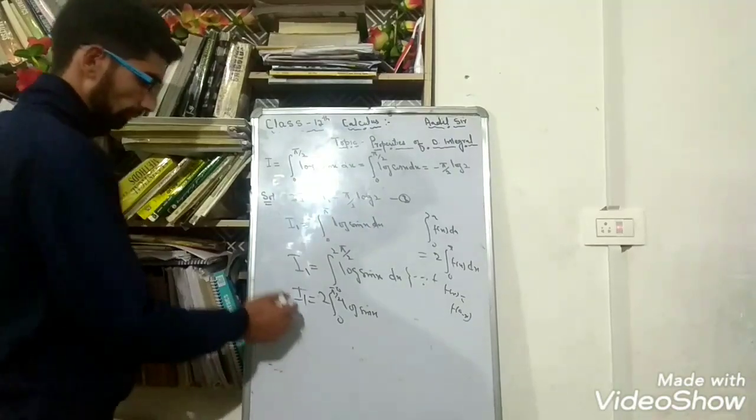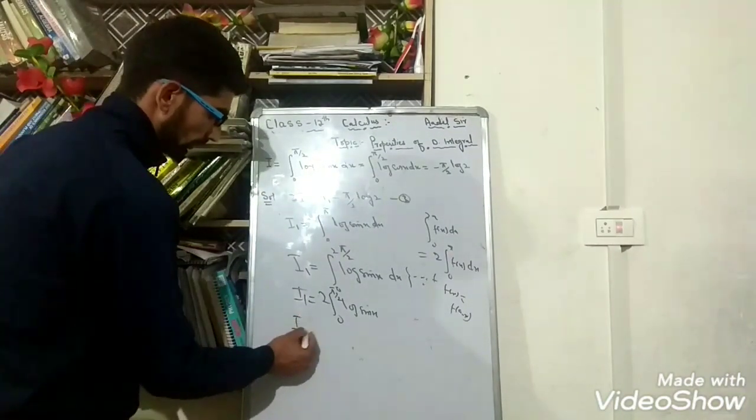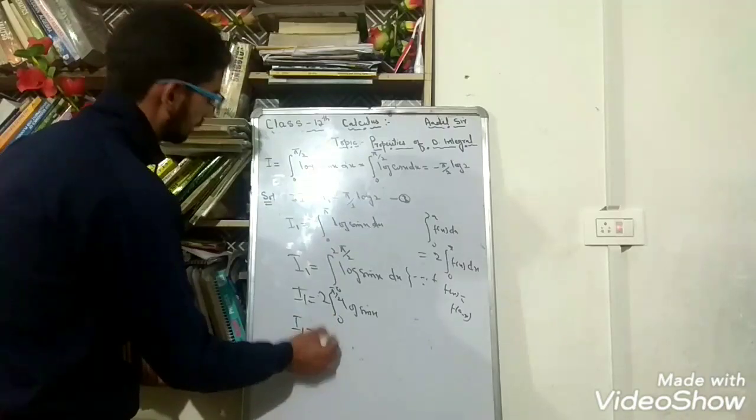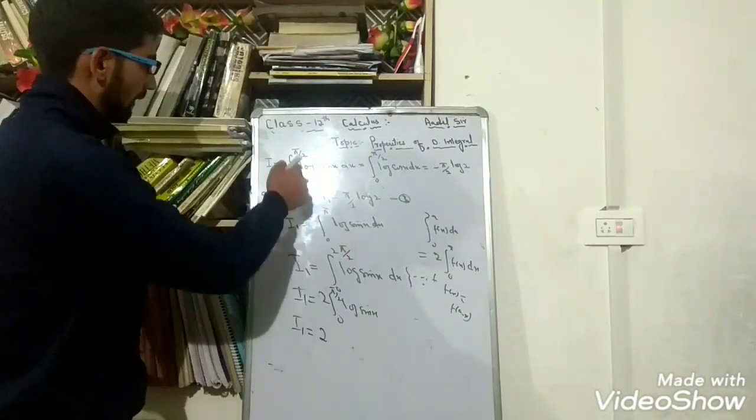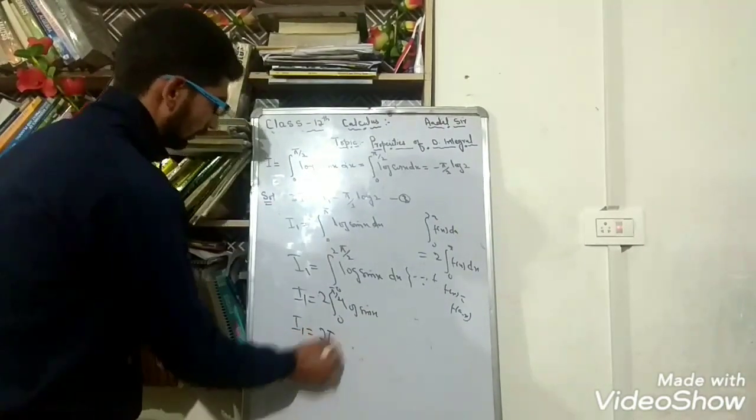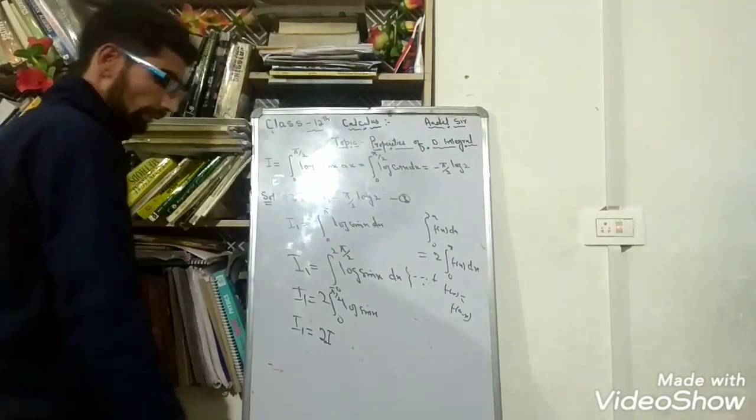This is now I1 equals twice the integral from 0 to pi divided by 2 of log of sin x.